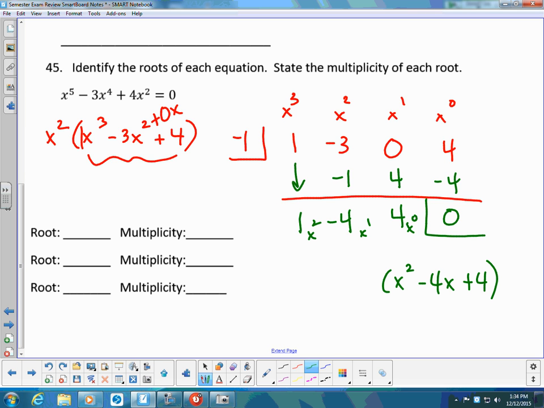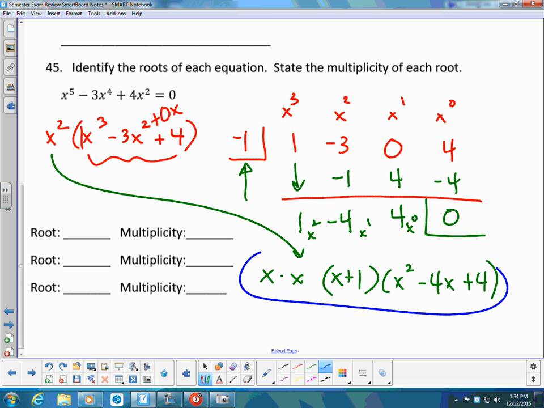But remember, I also had this -1 that worked in the box. So that corresponds to what factor? Well, that would be x plus 1. And don't forget, I also had already factored out x squared, which I could think of as x times x. So if I multiplied all of this out, I would get back to my original. Well, at this point, I want to set each of these equal to 0 to get my roots. So I get 0 showing up twice, -1 showing up once.